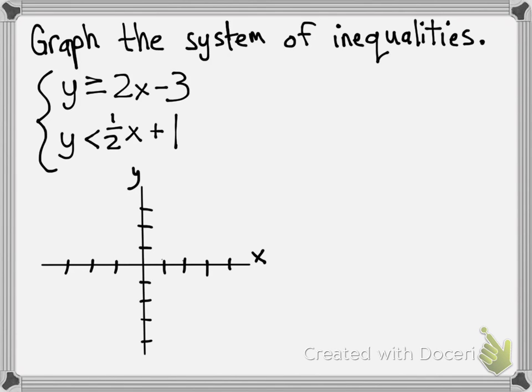We're going to need a y-axis and an x-axis for our graph. And we're going to remember the rules of inequalities. If it has an or equal to, it's a solid line. If it doesn't have an or equal to, then it's a dotted line. For our first equation, since it's y is greater than or equal to, it's going to be a solid line, and since it's greater, we're going to shade above that line.